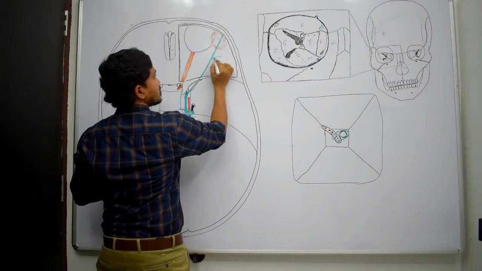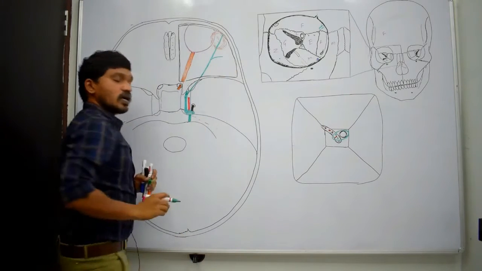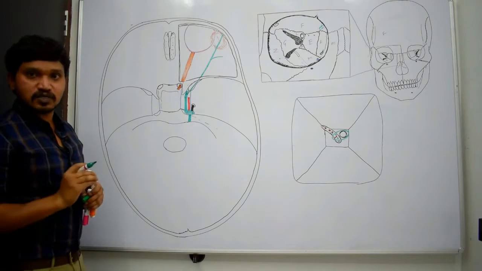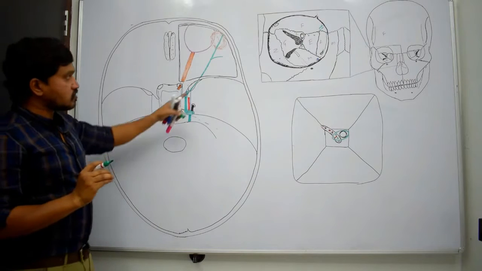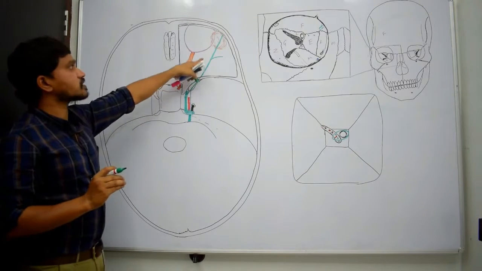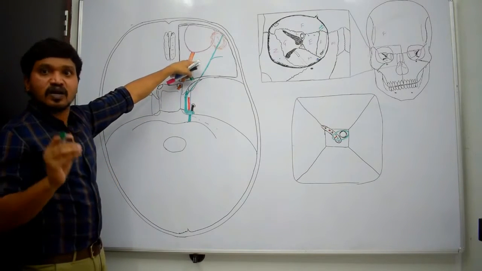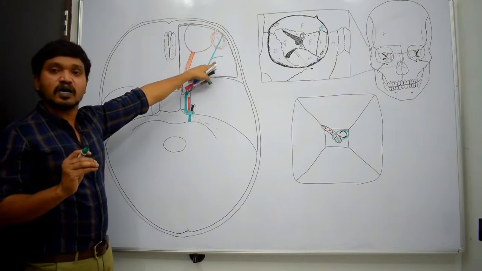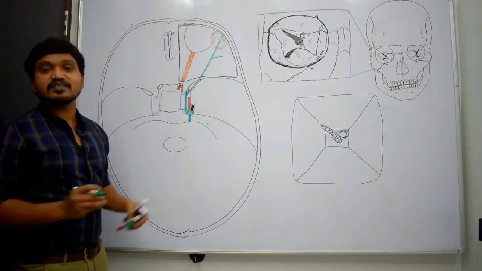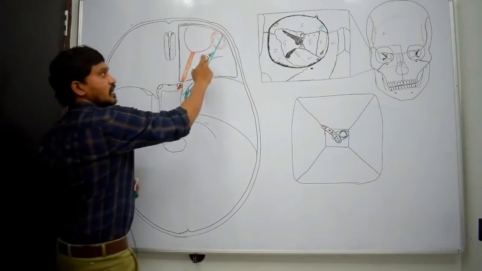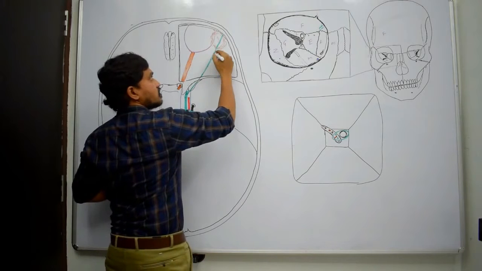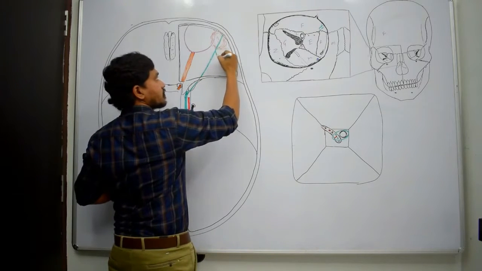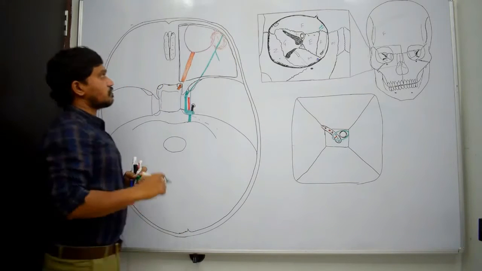That communicating branch goes to the zygomaticotemporal nerve. The zygomaticotemporal nerve is branched from the maxillary division of the trigeminal nerve. Actually, the own fibers of the lacrimal nerve are sensory fibers. But the communicating branch from the zygomaticotemporal nerve carries the secretomotor fibers to the lacrimal gland. So this is the communicating branch.